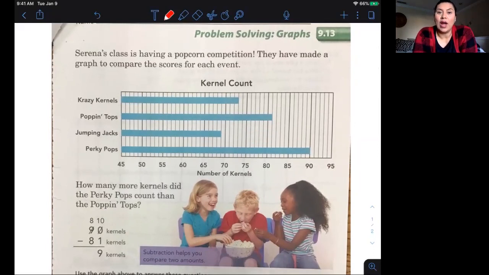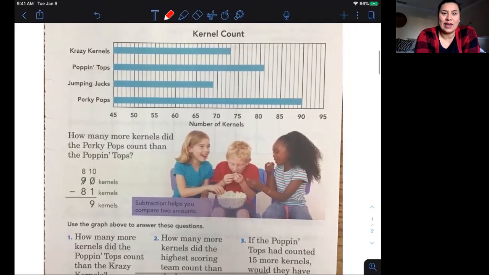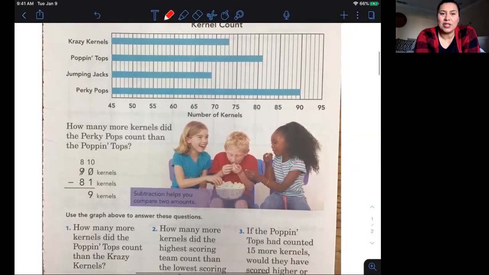Serena's class is having a popcorn competition. They have made a graph to compare the scores for each event. So there's a couple of different teams here that I'm seeing. The Crazy Colonels, that's a cute name. Poppin' Tops, Jumpin' Jacks, Perky Pops, and all of these, you can see the graph in the blue. It shows you the number of kernels.